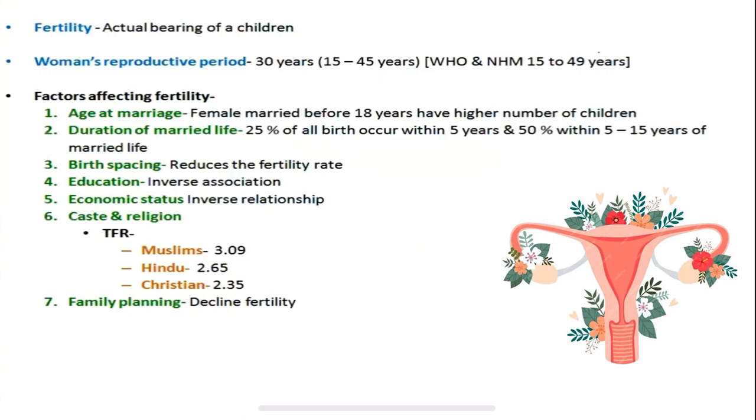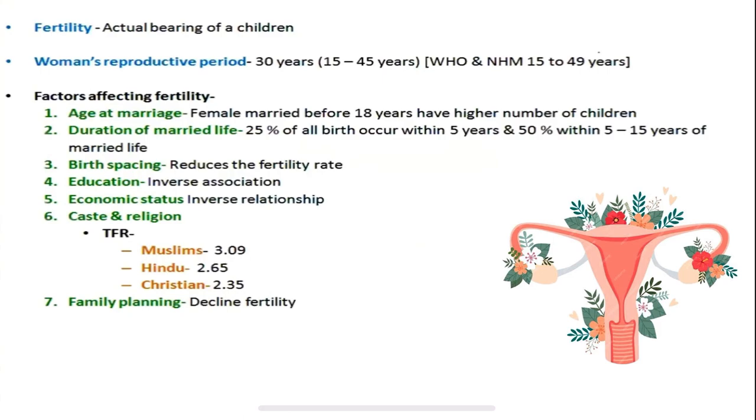This itself suggests that family planning effort should be concentrated in the first few years of married life, because 25% of births happen in just the first 1 to 5 years, and then the remaining 50% is seen over the next 15 years. So the concentration of family planning has to be done in the first few years of married life.